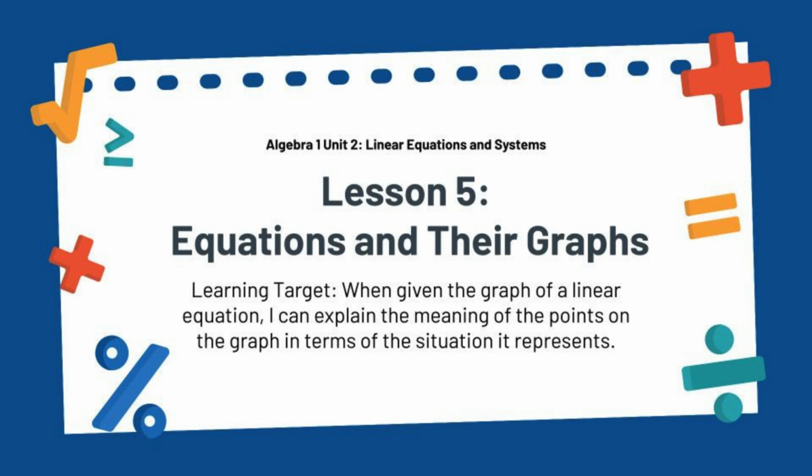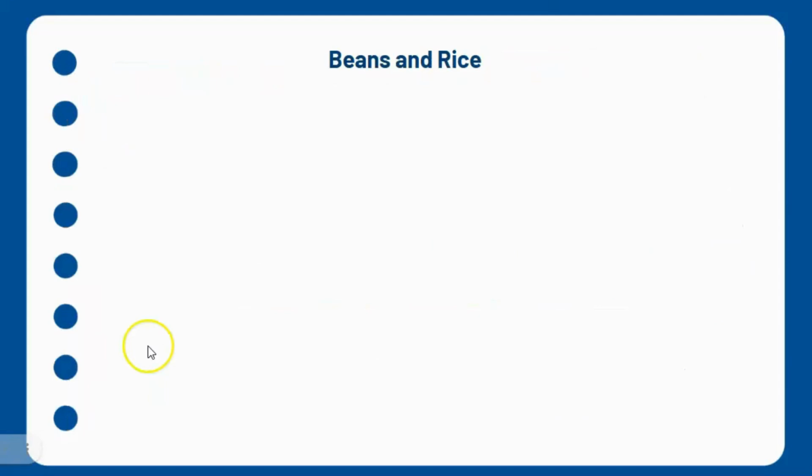Lesson 5, Equations and their Graphs. Our learning target: when given the graph of a linear equation, I can explain the meaning of the points on the graph in terms of the situation it represents. One of the best ways to explore equations and their graphs is to look at some examples.